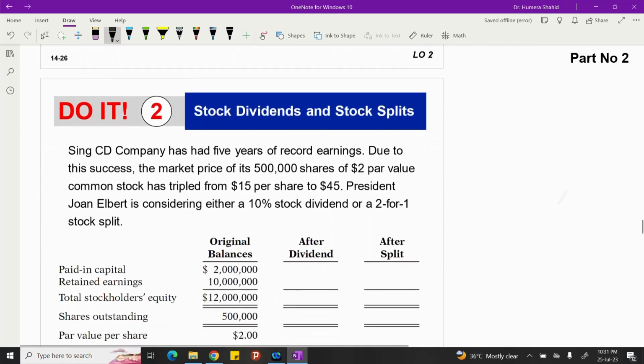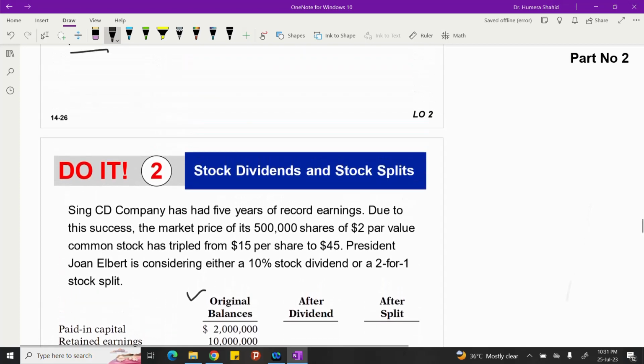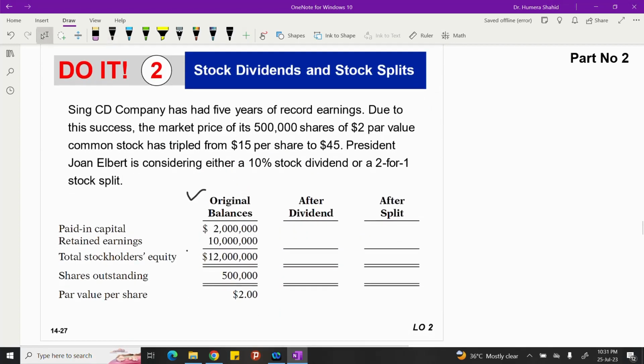So let's move on. We have to draw a sketch like this. First is the original balance. The original balances are given in the data set. Paid-in capital, if you see, is 2 million. Retained earnings are 10 million. So I'm writing them: paid-in capital 2 million, retained earnings 10 million, total stockholders' equity is 12 million by adding these two. Shares outstanding are also given, 500,000, and the par value is $2 per share. Now we will see what will happen after the dividend on these areas.